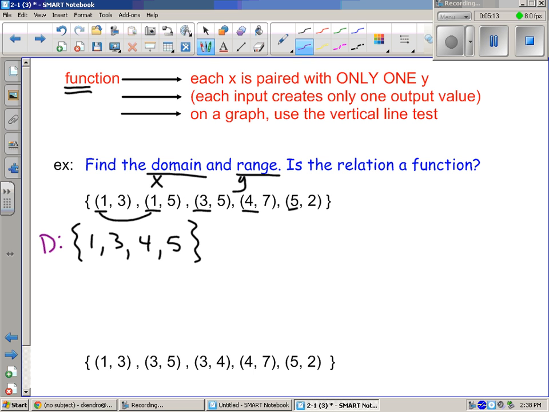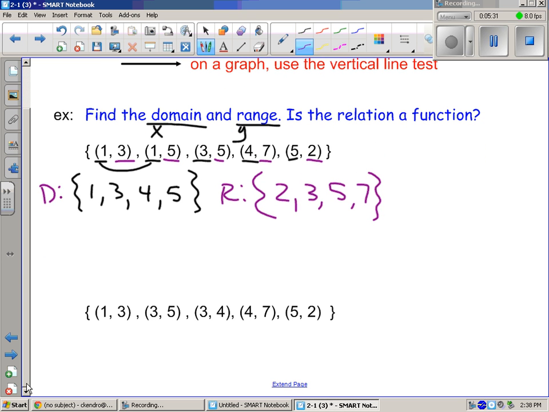So that was domain, now I'm going to do the range. So I have 3, 5, 5, 7, and 2. So 2 is the lowest, then a 3, then a 5, 5, which we count only once, and then the 7. So that's all you need to do when you list domain and range.